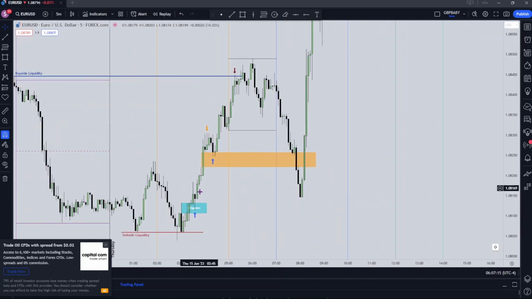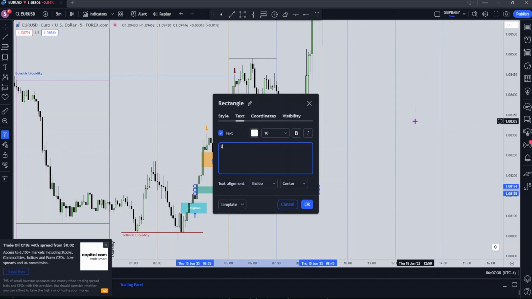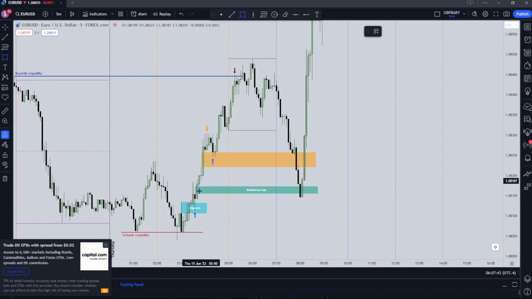Why is this a breakaway gap? It never got traded to. It's after a break in market structure here. And yeah, we can anticipate something like that happening. So I'm going to mark that out as a breakaway gap. This. And we trade into the actual order block itself.